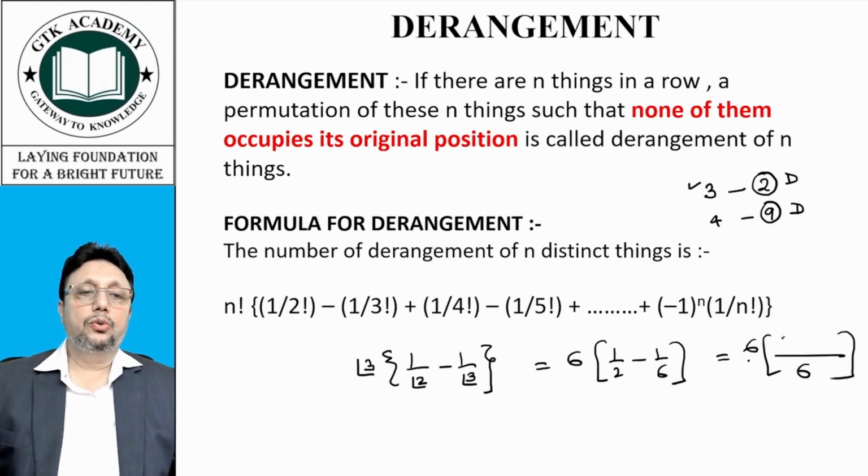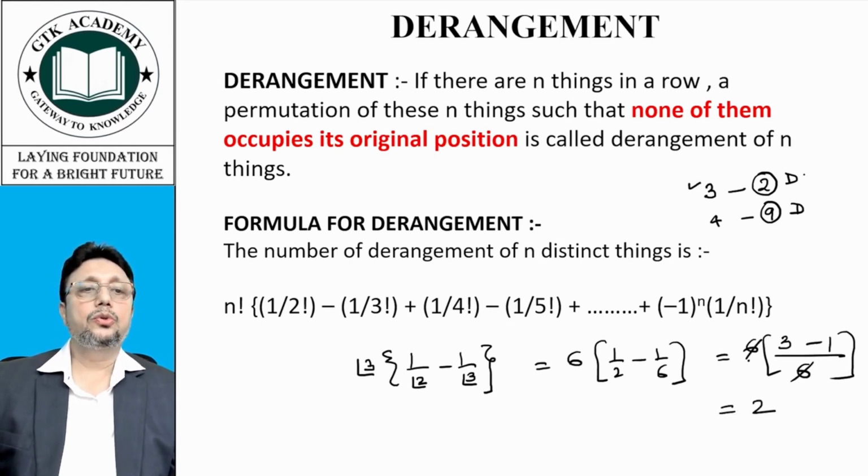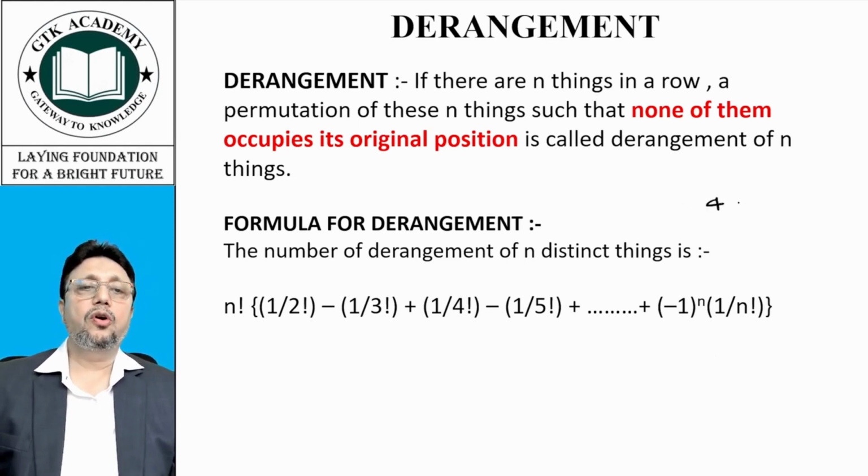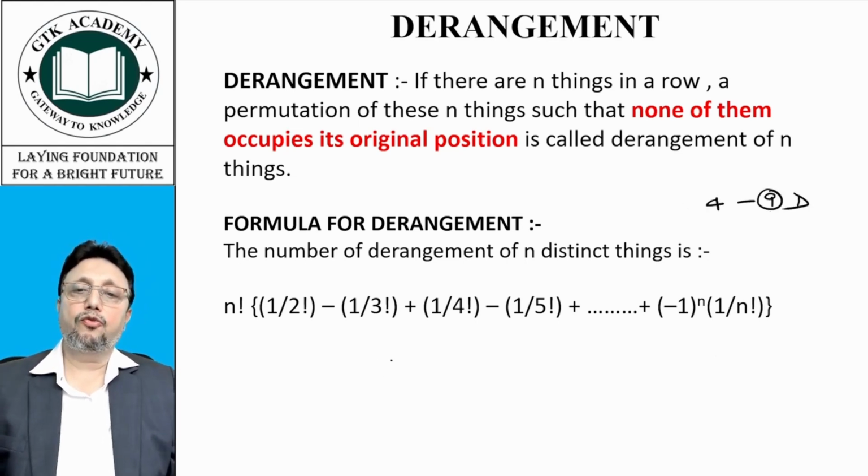6, 2, 3 minus 1. Cancel 2. So this is correct. For 3, it is correct. Now for 4, we got 9 derangements. Just check it for 4.